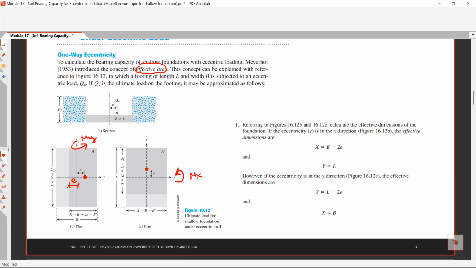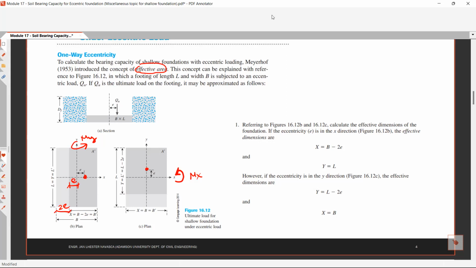Okay? So paano ba gawin yan? Basically, total length B minus 2e. Okay, ito yung length B minus 2e. So that is the total length X. Okay. So B minus 2e. So basically ibig sabihin ito ay 2e. Okay?